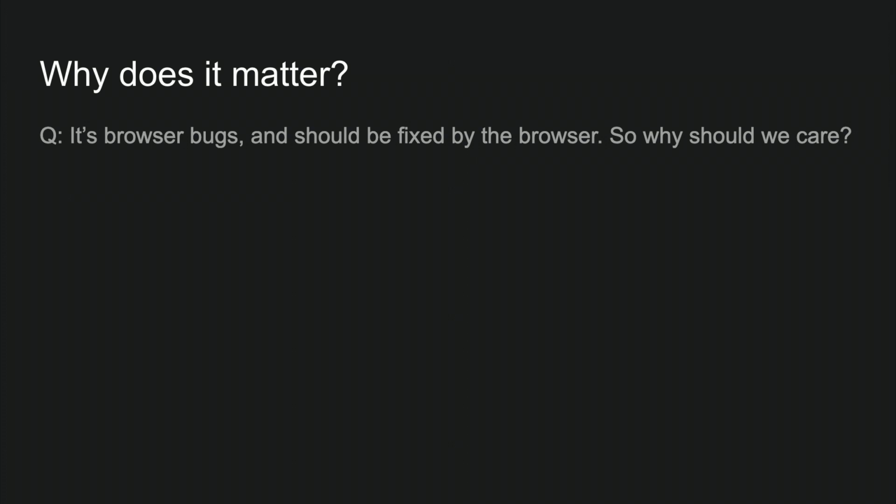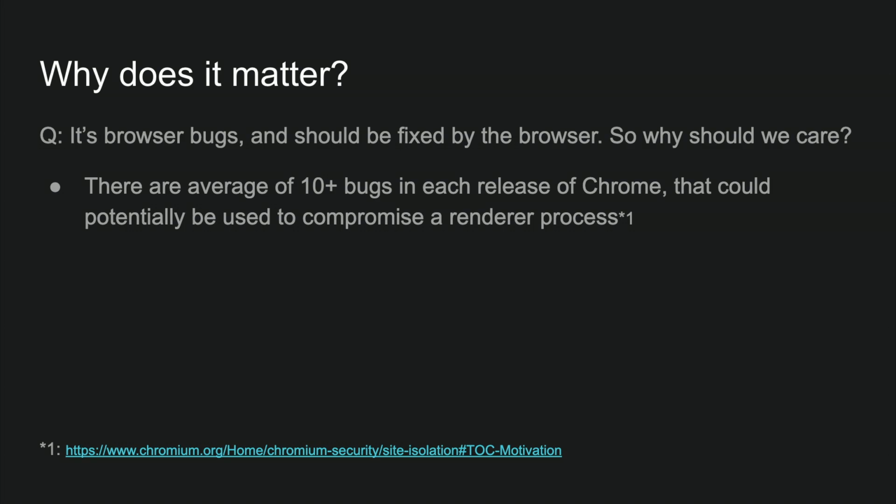So why does renderer process compromise matter? They are JS bugs, CSS bugs, browser bugs, and they should fix them. So why should people care? On average, there are 10 plus bugs in each release of Chrome that could compromise the render process. That means every version you have 10 plus bugs. Out of that, probably at least you can make one exploit that can compromise the render process, right?